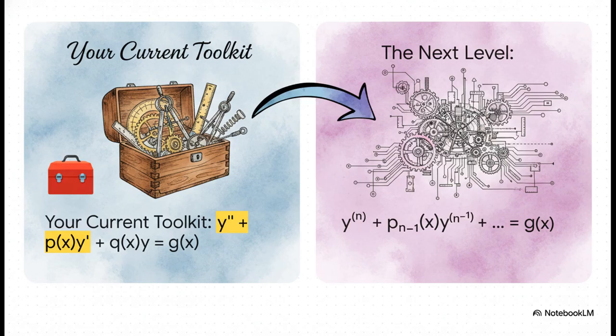So, over on the left, that should look really familiar, right? That's your standard second order linear equation. And on the right, that's where we're headed today, the nth order version. But look closely, it's the exact same structure. We just have, well, more derivative terms. We are not throwing out your old toolkit, not at all. We're just adding a couple of more powerful tools to it, building directly on what you already know.